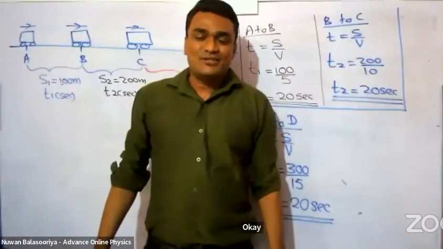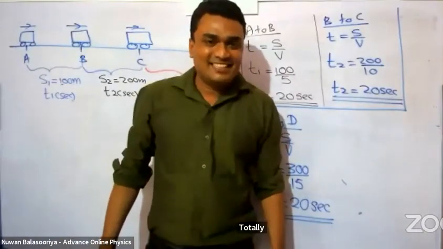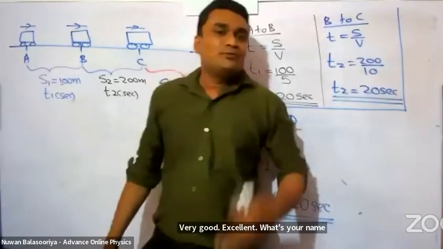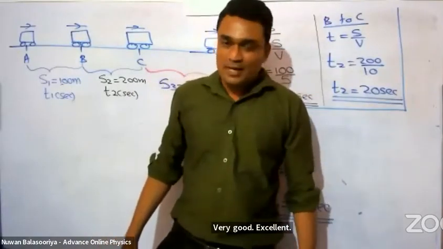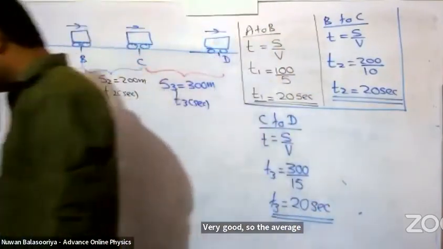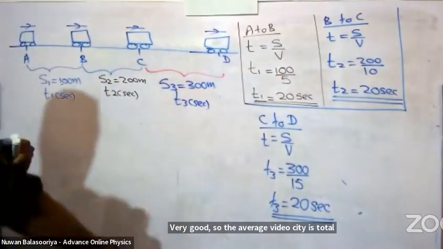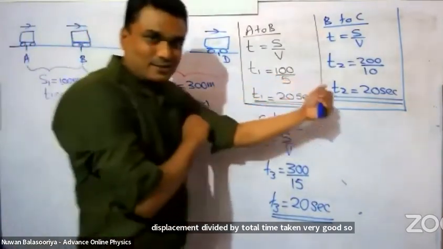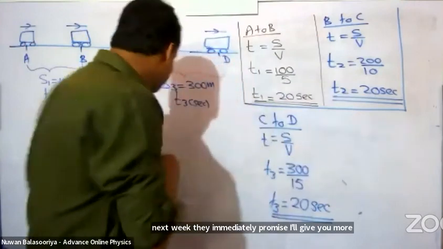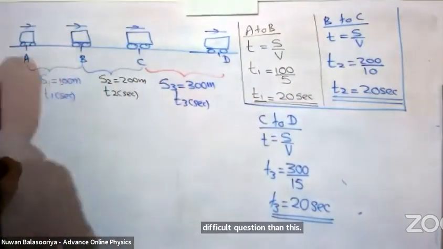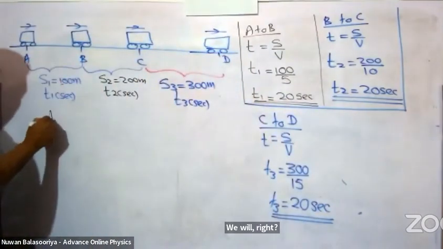Very good, excellent. What's your name, dear? Netme. Very good, Netme. So the average velocity is total displacement divided by total time taken. Very good. Next week, I promise I'll give you a more difficult question than this. Be well prepared, right?